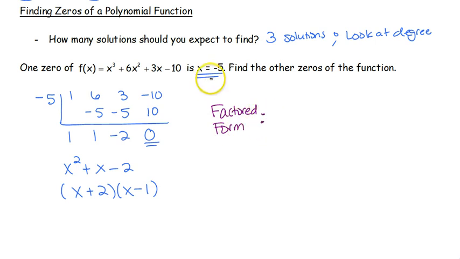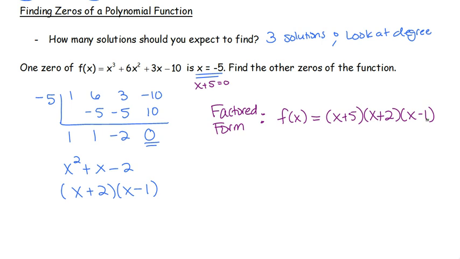We were given a solution at -5, which means x plus 5 equals 0, which means that we are given a factor of x plus 5. And then after we factored out that solution of -5, we were left with a quadratic, and we factored our quadratic as x plus 2, x minus 1. So we just factored a third degree polynomial.